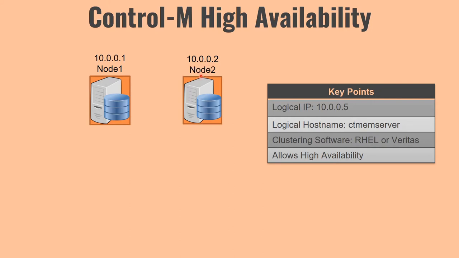of node2. So in this case, if I want to log into node1, I need to use either the node1 hostname or this IP address. And if I want to log into node2, I need to use the IP or the hostname of this server. So let's say I want to form a cluster using these two nodes. What do I need? In this case, the first thing you need is cluster software, which can be either RHEL or Veritas if you have Linux machines.